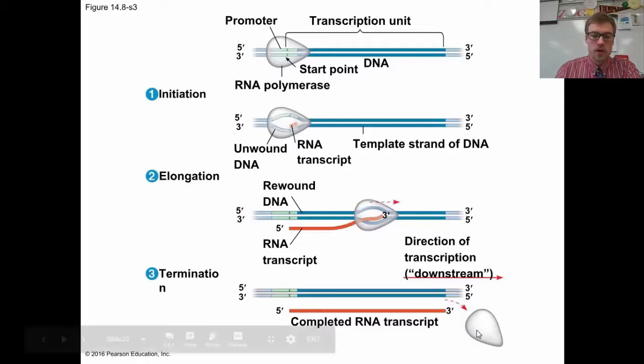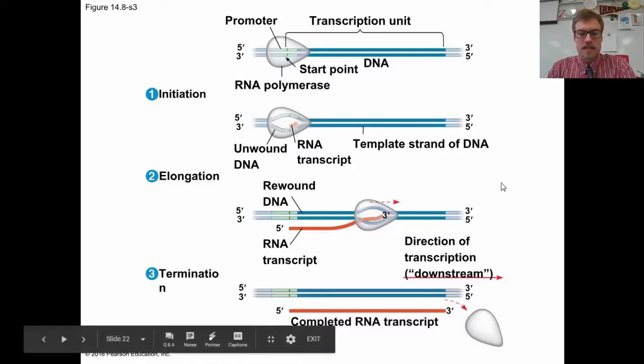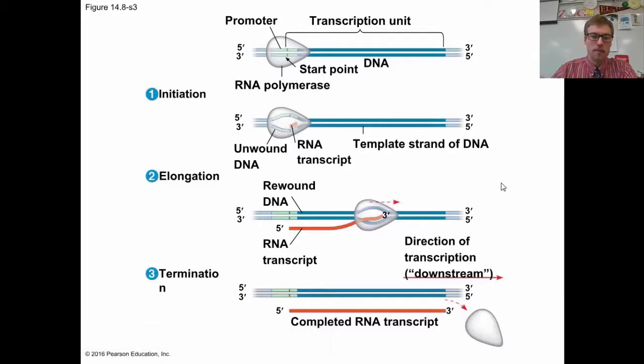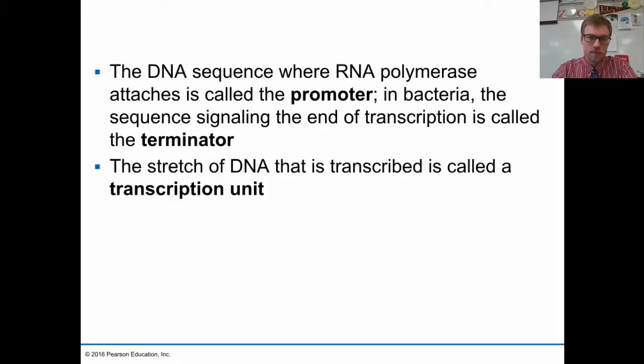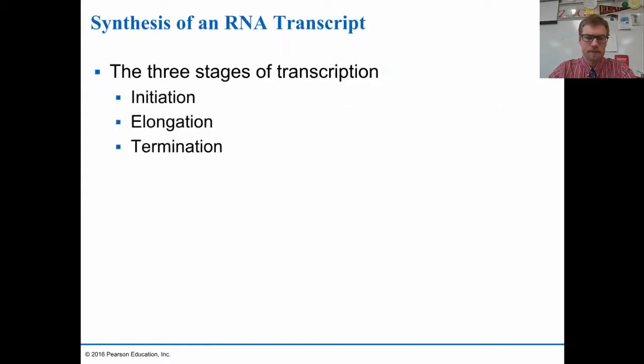And eventually, once the RNA polymerase reaches the end of the sequence, it is going to pop off, and the completed RNA transcript will be released. Again, the sequence where the RNA polymerase attaches is called the promoter region. In bacteria, the end of the transcription unit is called the terminator. And the stretch of the DNA that is transcribed is called the transcription unit. The promoter region is used in both eukaryotic and prokaryotic cells.